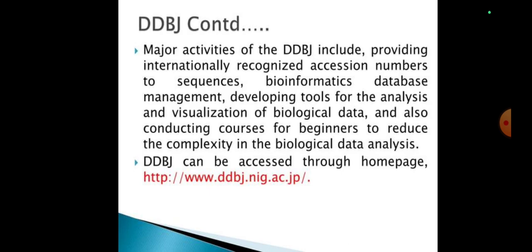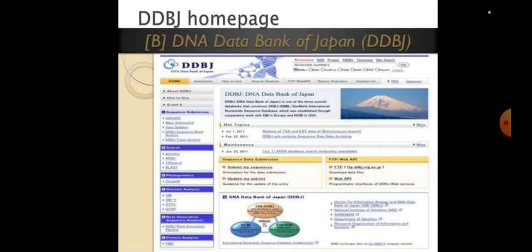The DDBJ gives us an internationally recognized accession number. Not only the DDBJ, all the data banks contain accession numbers. It also develops tools for the analysis and visualization of biological data, and conducts courses for beginners to reduce the complexity of biological data analysis. And this is the DDBJ homepage. See, likewise in GenBank, the same information we can retrieve from the DDBJ also.